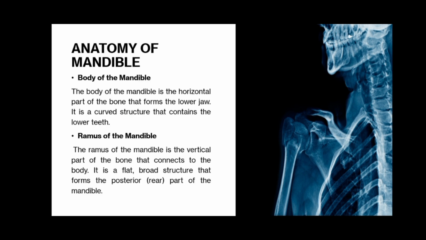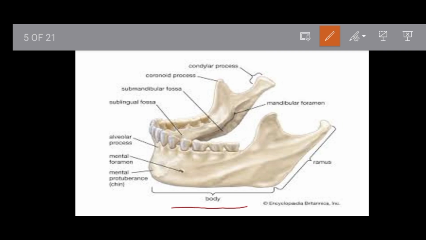Anatomy of mandible. Body of the mandible. Body of the mandible is horizontal part of the bone. It is curved structure containing the lower teeth. Ramus. It is the vertical part of the bone connected to the body of the mandible. It is flat and broad, making the posterior part of the mandible. Here we have the body and its ramus.